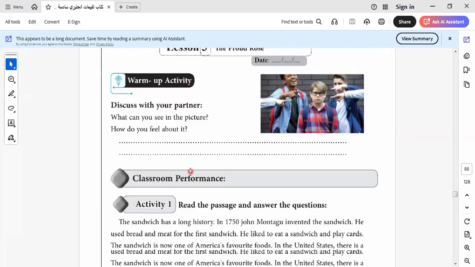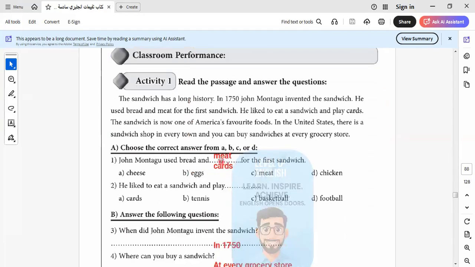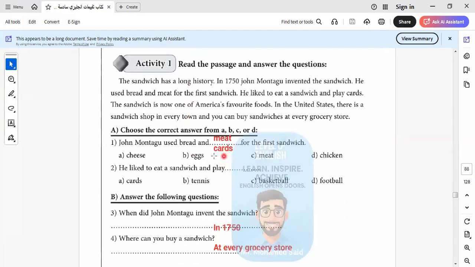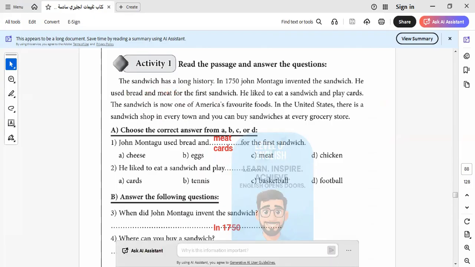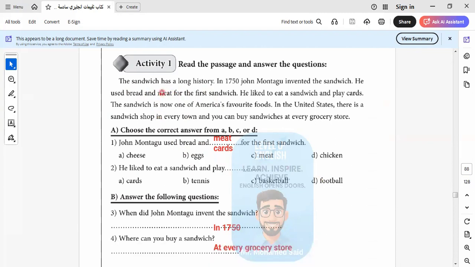Let's go to another item here. Here we have a paragraph. Here we have also a passage. Let's read it together and answer the questions below. The sandwich has a long history. So here we talk about the history of the sandwich and where this name comes from. So I would like to read this text to know more about this topic.